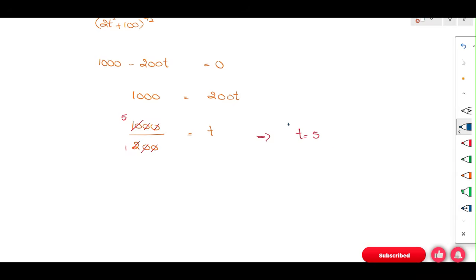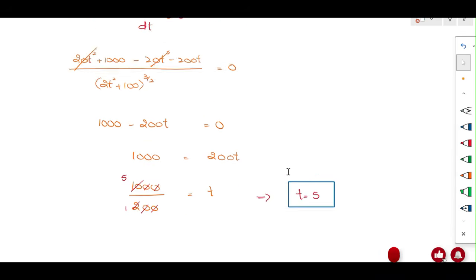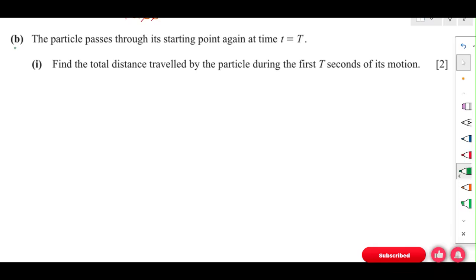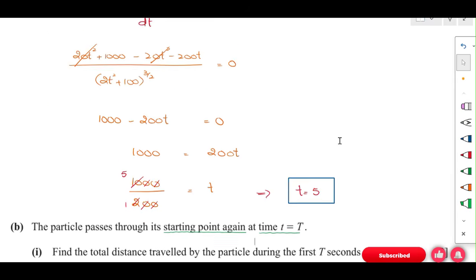So we can say the value of time is 5 when the displacement is maximum. Look at this graph, the displacement is maximum at t equals 5 over here, right? Now for part B, the particle passes through its starting point again at time t equals capital T. Starting point again. The particle passes through its starting point again.